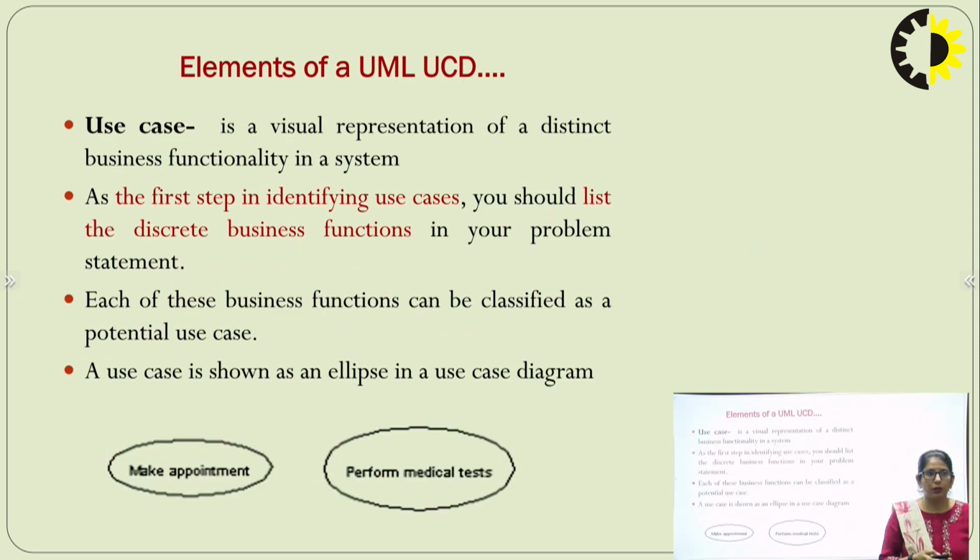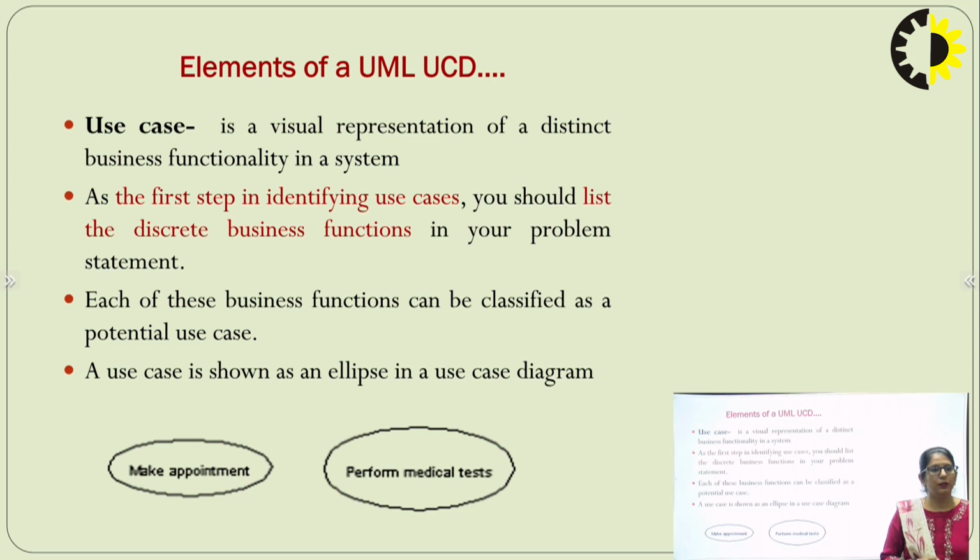In continuation of that, the other elements of the use case diagram in UML: the first one is actor and the second one is use case. The visual representation of the use case is in elliptical form. In the elliptical form, we need to mention all the business functionality in the system. As the first step in identifying the use cases, we should list the discrete business functions which define your problem statement. Each of these functions will be classified as a potential use case.